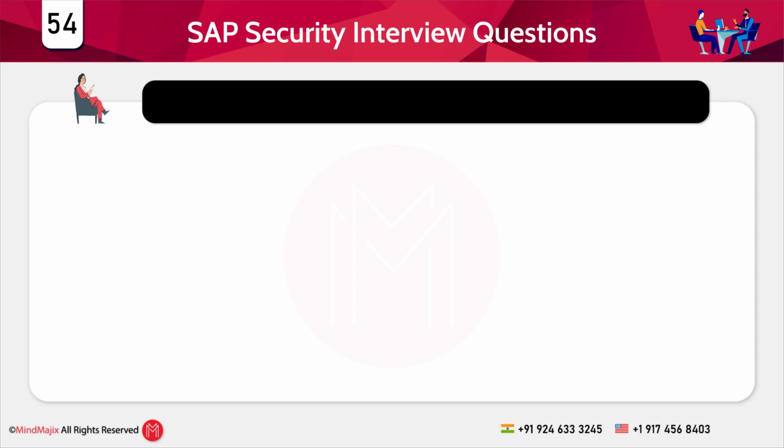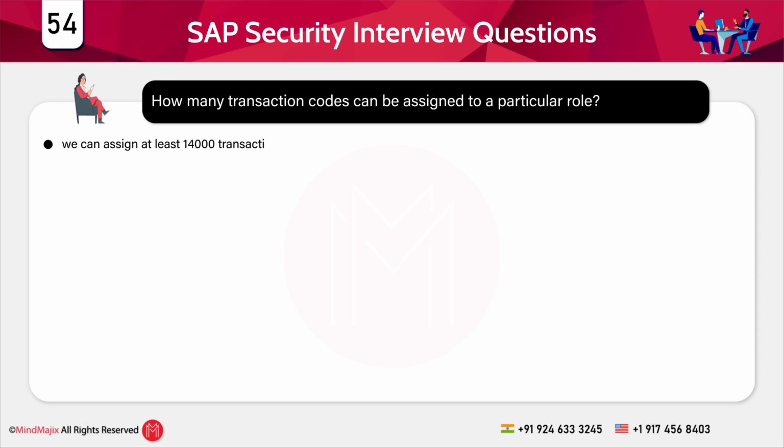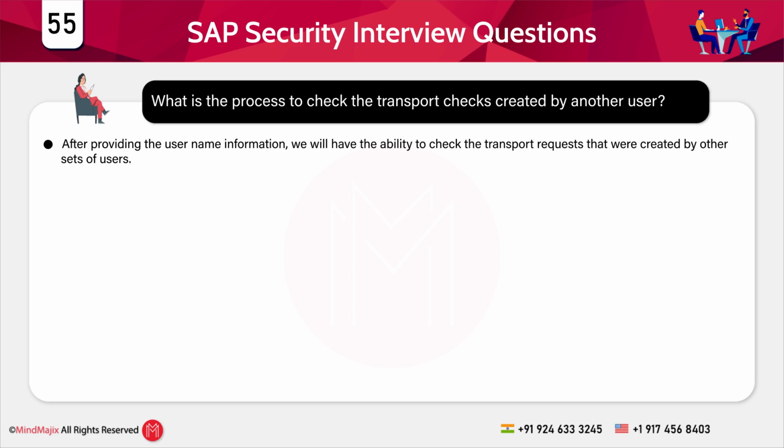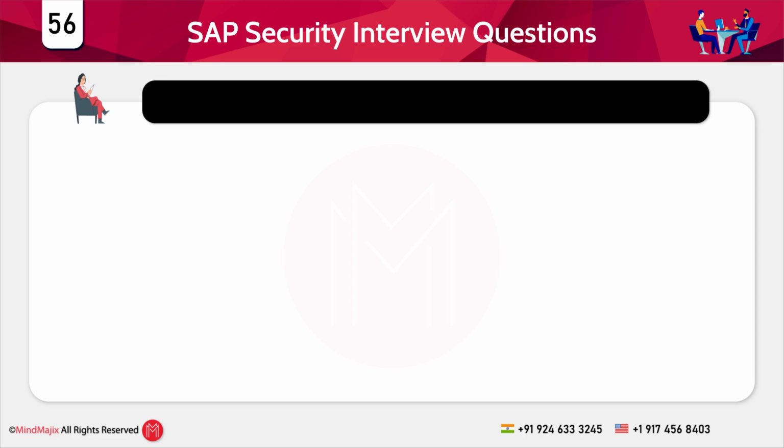The next question is, how many transaction codes can be assigned to a particular role? So we can assign at least 14,000 transactions to a particular role. The next question is, what is the process to check the transport requests created by another user? After providing the username information, we will have the ability to check the transport requests that were created by other sets of users.